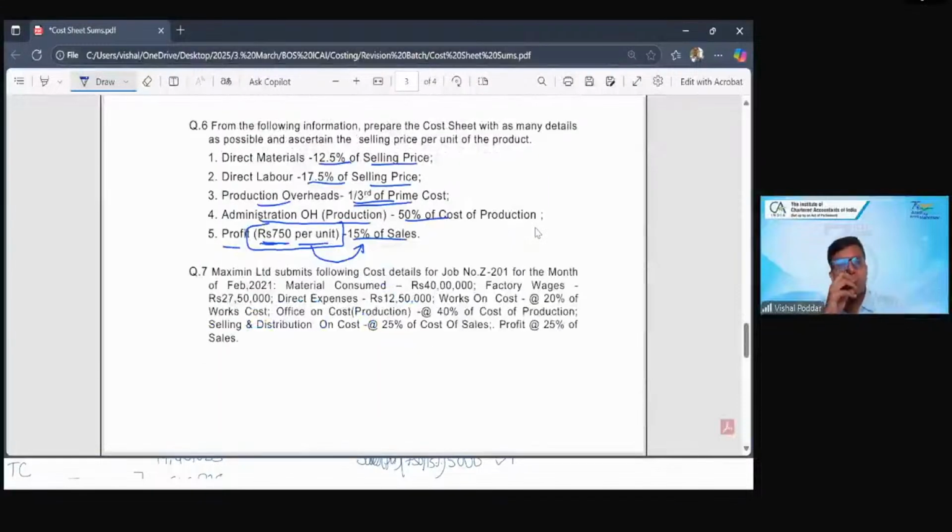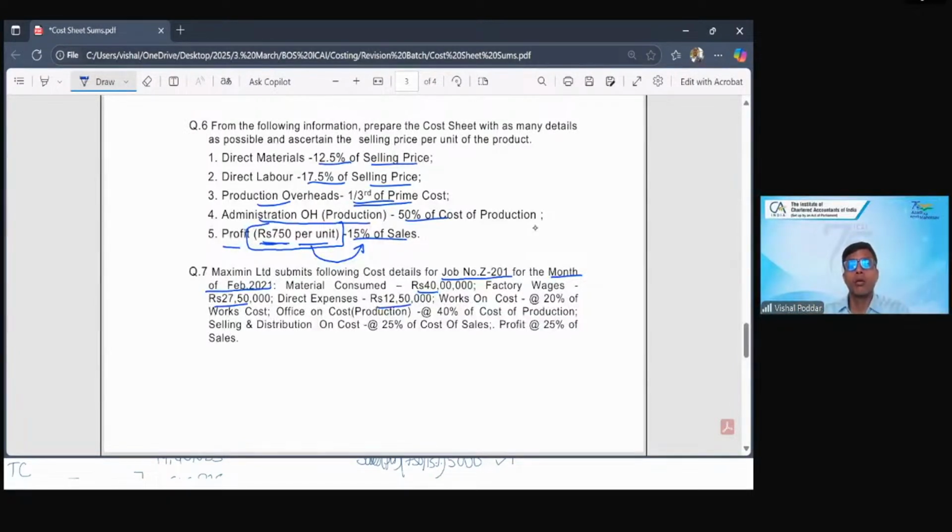Now, let us take up another question, question 7, which appears to be small, straightforward. But again, when you start solving, you find something which is there in the question. So this is a question of job number Z201. The period is the month of February 21. Material consumed 40 lakhs, factory wages 2750, direct expense for the first time we are getting in a question 1250.